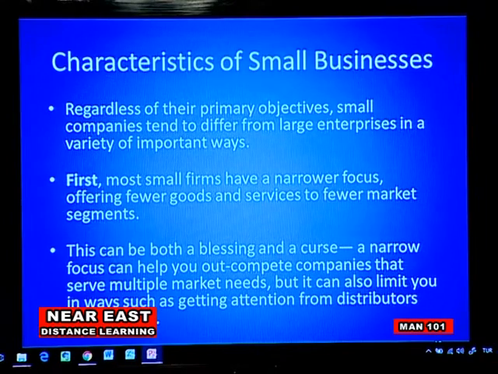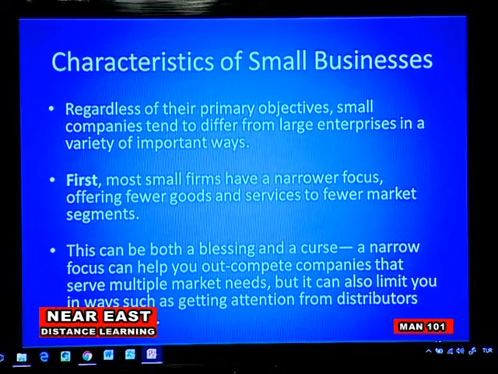Characteristics of small businesses. Regardless of their primary objectives, small companies tend to differ from large enterprises in a variety of important ways. First, most small firms have a narrower focus, offering fewer goods and services to fewer market segments. This can be both a blessing and a curse. A narrow focus can help you outcompete companies that serve multiple market needs, but it can also limit you in ways such as getting attention from distributors and retailers.